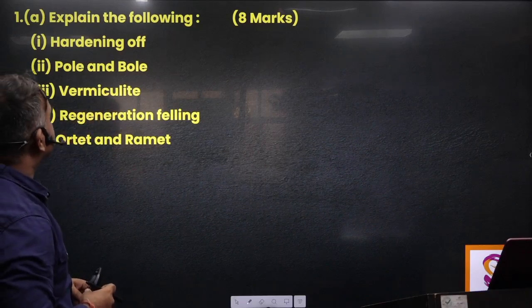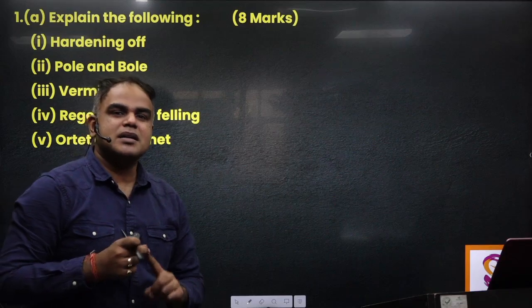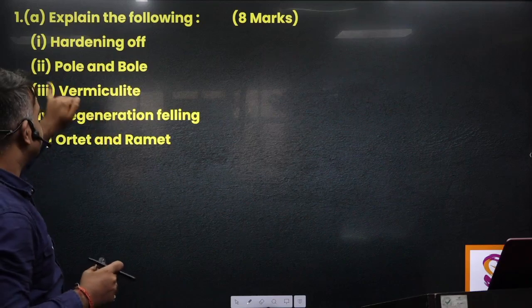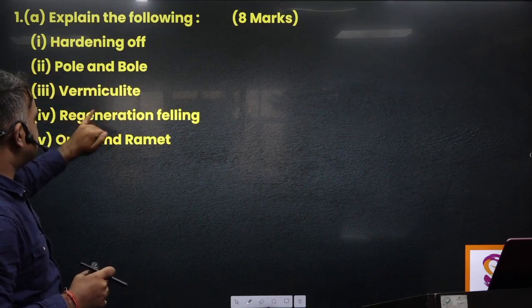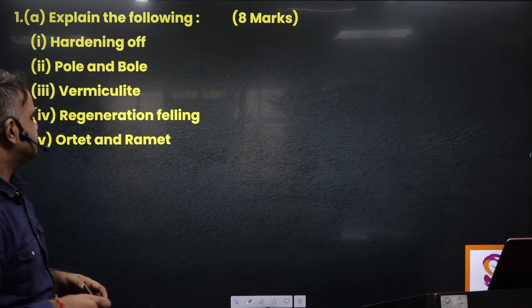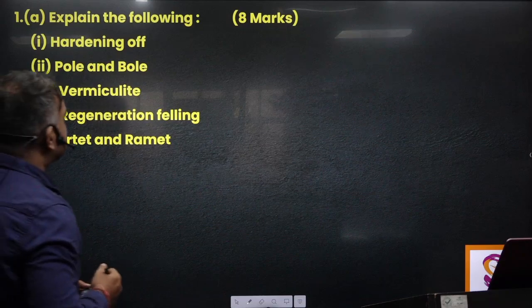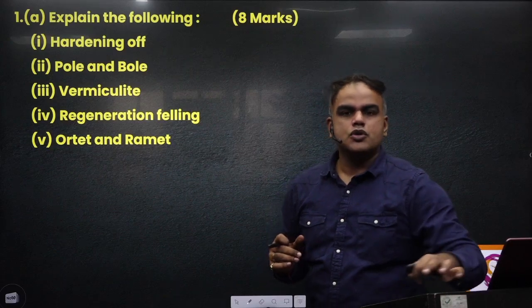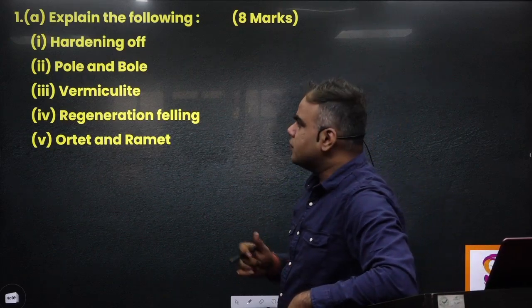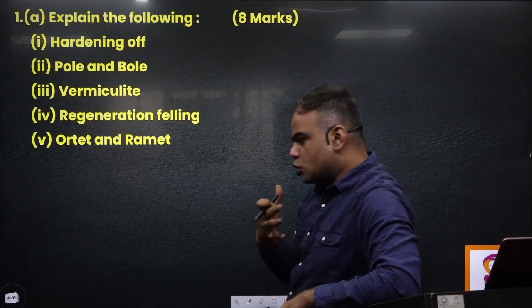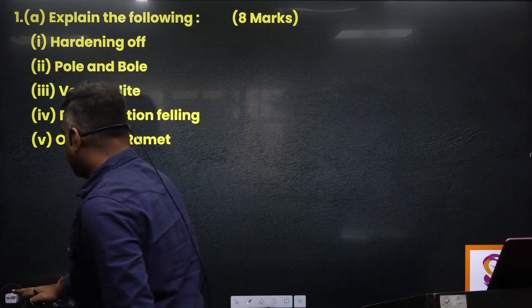Now the very first question is only an 8 marker, but of course you have 5 parts to it. You have to define hardening off, bole, vermiculite, regeneration felling, Ortet and ramet. Maybe a couple of terms are familiar to you. By the way, this is a compulsory question. Even if it's a compulsory question, and you are not familiar with one or two terms, no issues, try to write whatever you know for the remaining terms.